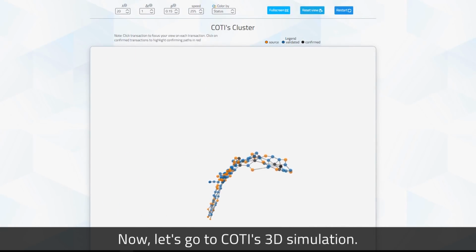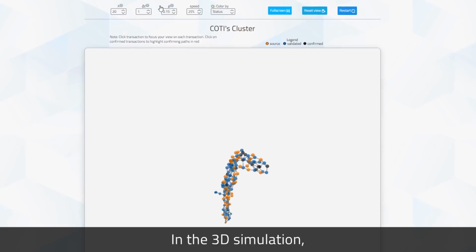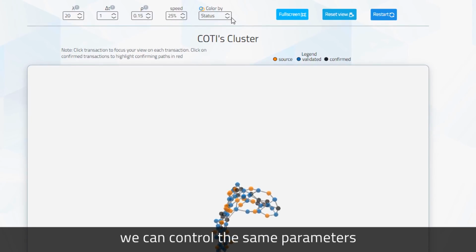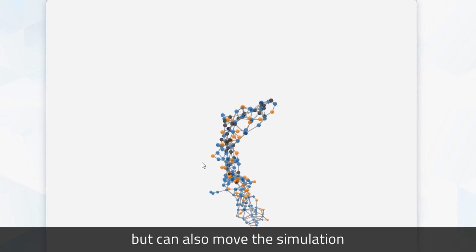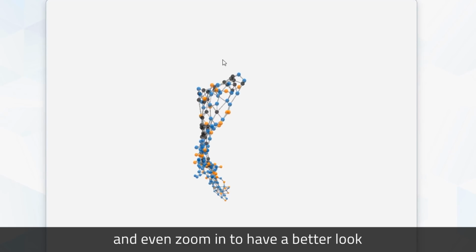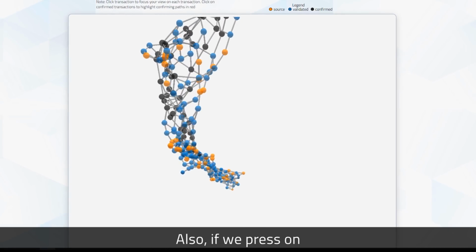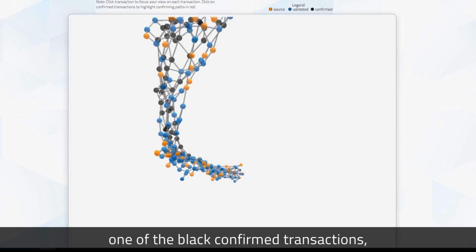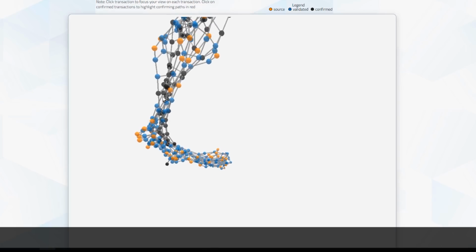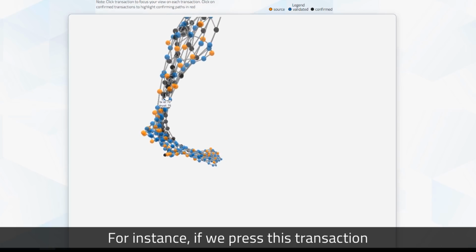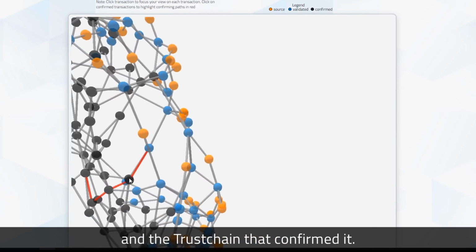Now let's go to COTI's 3D simulation. In the 3D simulation, we can control the same parameters as in the 2D simulation, but can also move the simulation and even zoom in to have a better look at each transaction. Also, if we press on one of the black confirmed transactions, we can immediately see the trust chain that confirms it in red. For instance, if we press this transaction, we can see its initial trust score and the trust chain that confirms it.